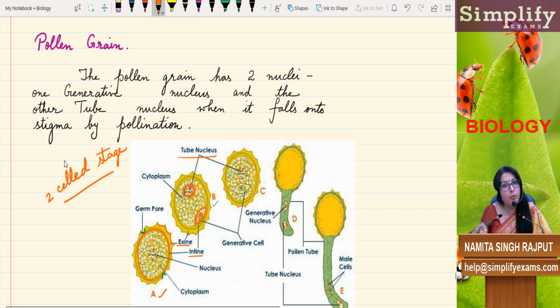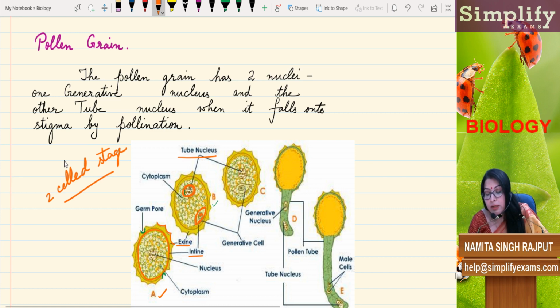And then it will germinate on having the conducive conditions, like proper moisture, nourishment provided to it, and suitable temperature, then it will germinate and a pollen tube will grow out of the pollen grain through those germ pores. So here you can see this tube nucleus and generative nucleus. So this is a two-celled or two nuclei stage. There are two cells and two nuclei.